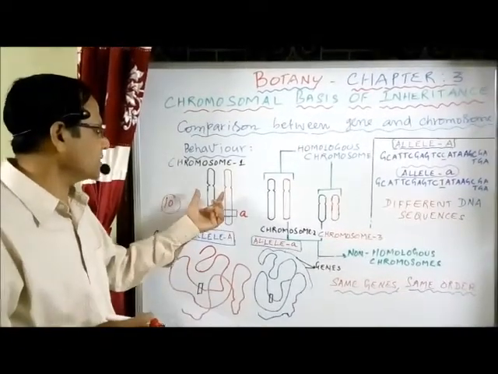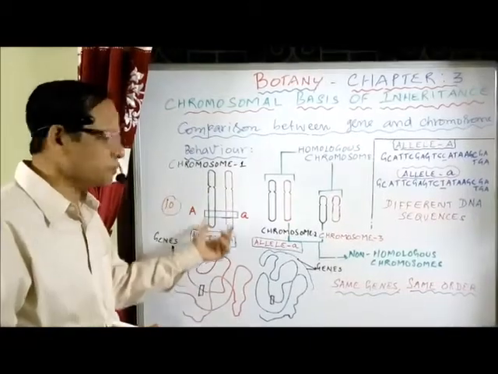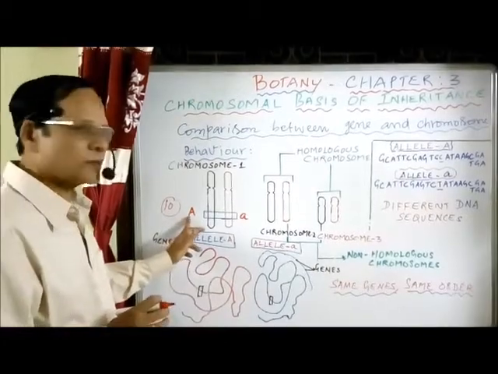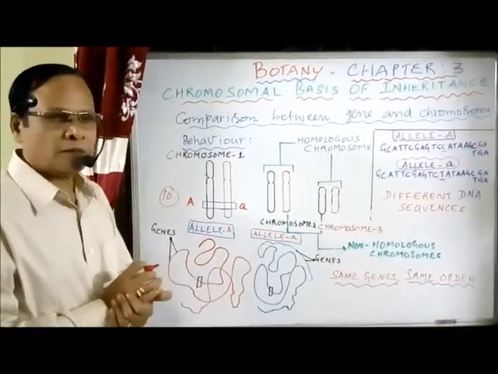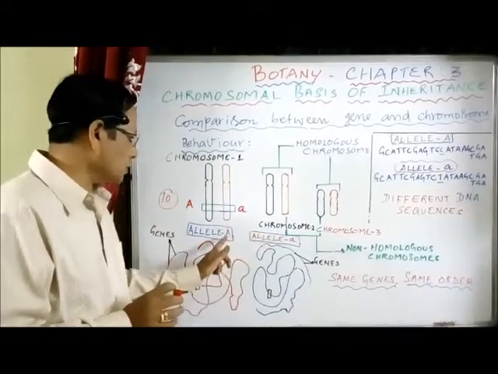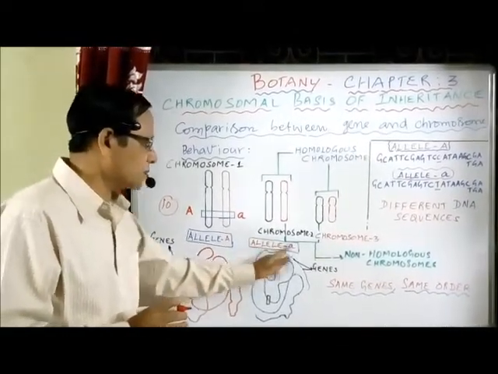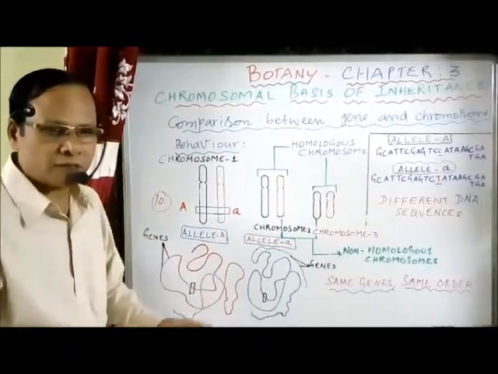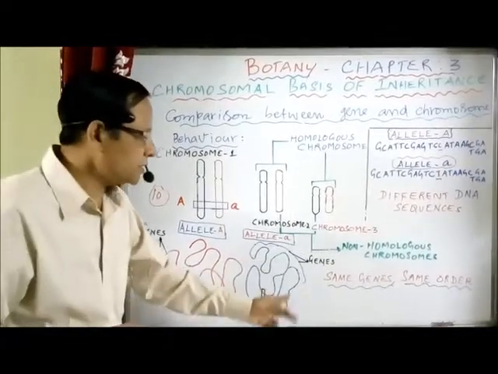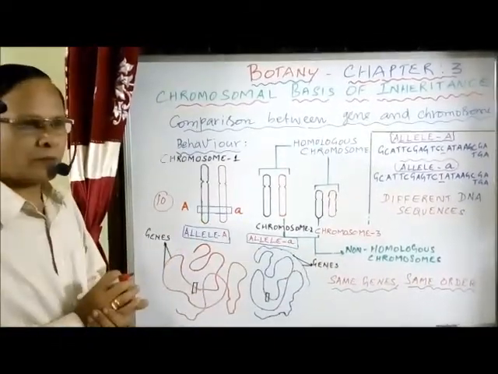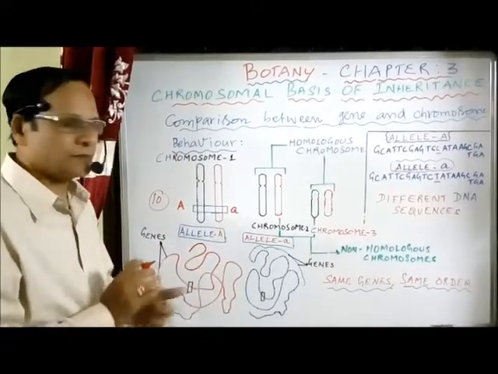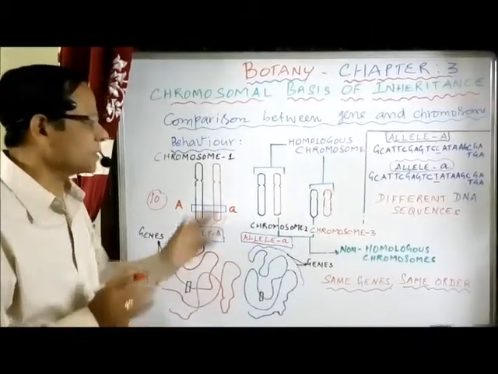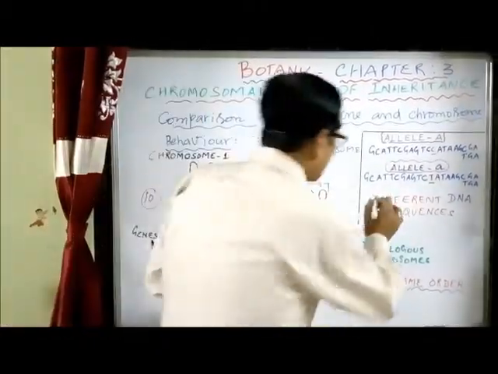So if you take a pair of homologous chromosomes, they have the same genes arranged in the same order. Here I am taking for example a dominant gene and a recessive gene, that is dominant allele A and recessive allele a. I mentioned already the genes are arranged in the same order, so same gene, same order in both chromosomes. But here it is a dominant gene and a recessive gene, and they differ from each other in their DNA sequences.